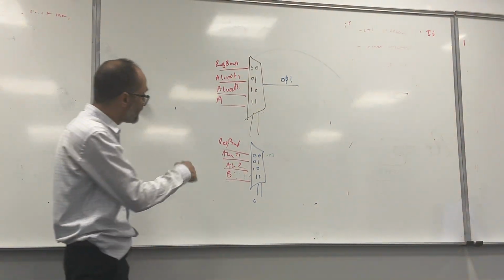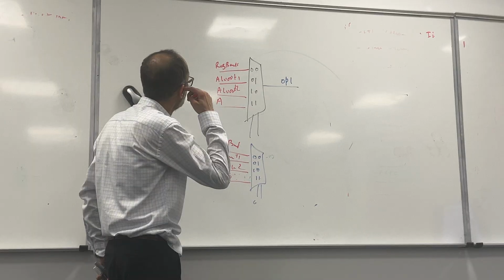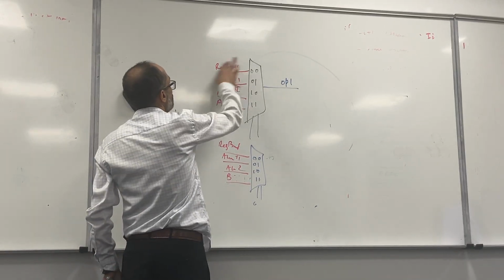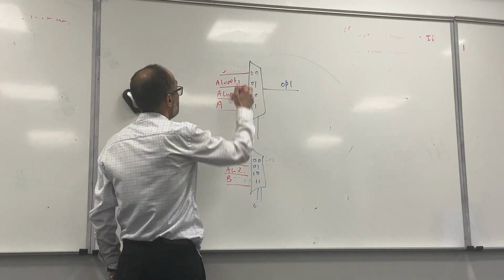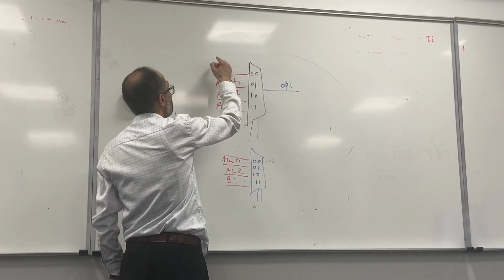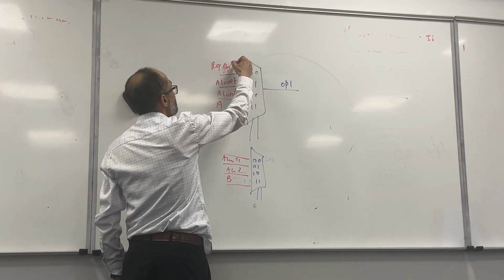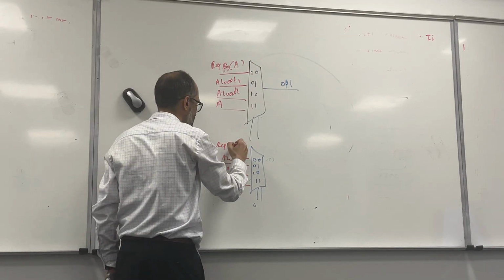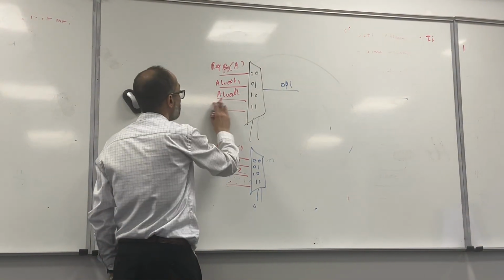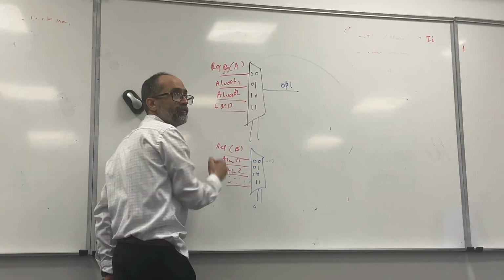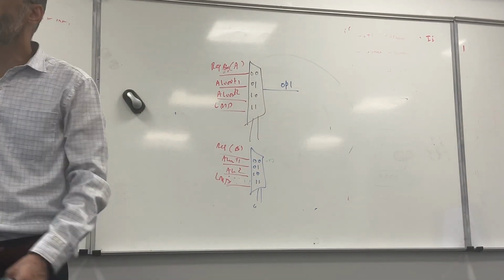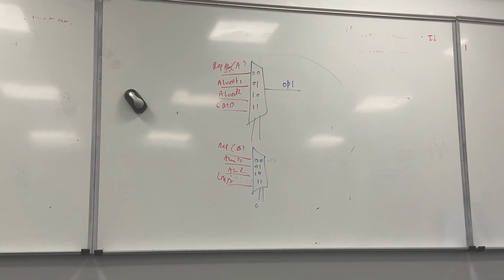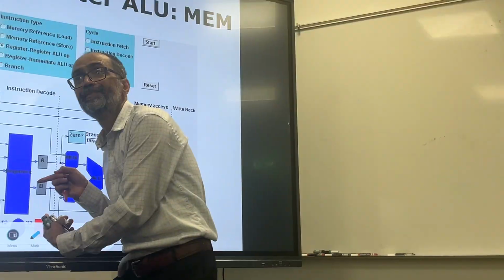Sorry, the register bank is already A and B. So this is the register bank which is actually A, and this is the register bank which is actually B, or it will be coming from LMD. Any question? Because you know A and B are already connected to the register banks. Any question?